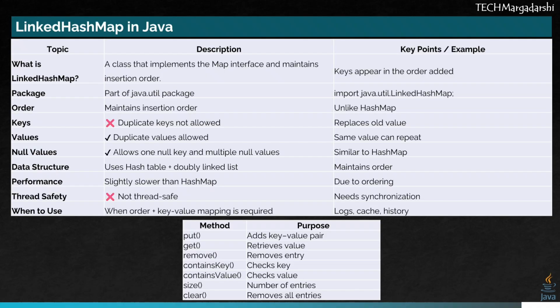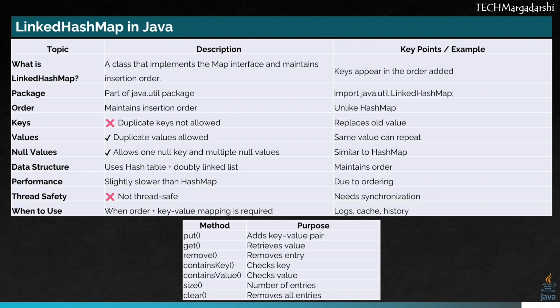Now let's understand LinkedHashMap in Java. LinkedHashMap is a class that implements the map interface and maintains the insertion order of keys. This means elements are stored and retrieved in the same order in which they are added. Like HashMap, it does not allow duplicate keys but allows duplicate values. If a duplicate key is inserted, the old value is replaced. It also allows one null key and multiple null values.